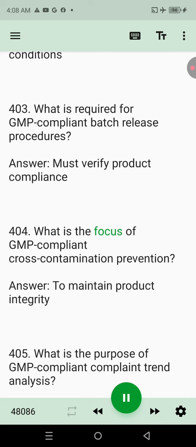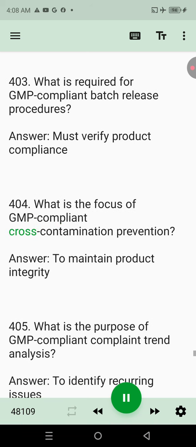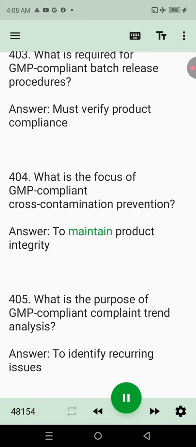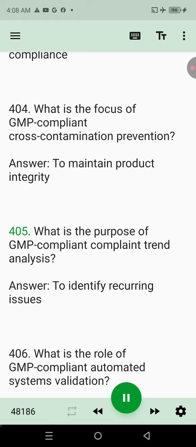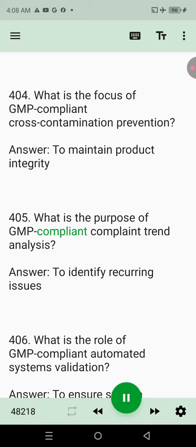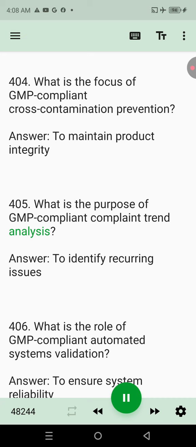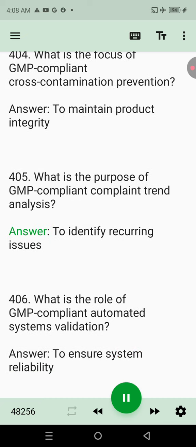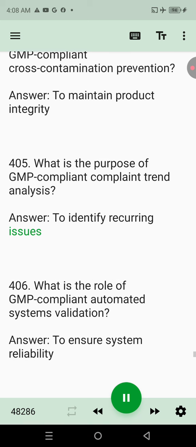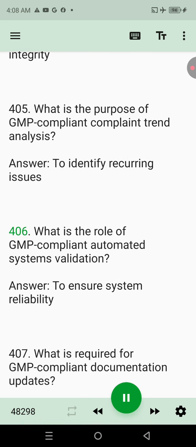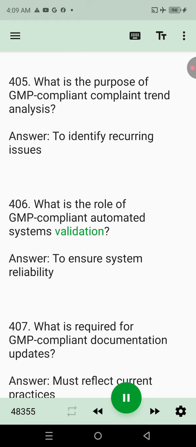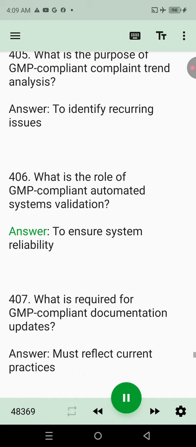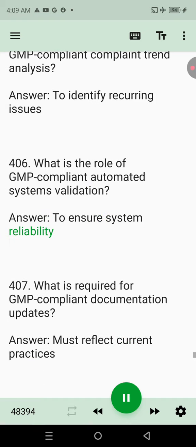404. What is the focus of GMP-compliant cross-contamination prevention? Answer: to maintain product integrity. 405. What is the purpose of GMP-compliant complaint trend analysis? Answer: to identify recurring issues. 406. What is the role of GMP-compliant automated systems validation? Answer: to ensure system reliability.